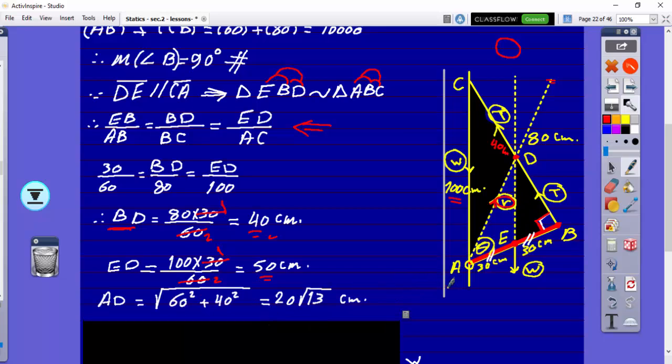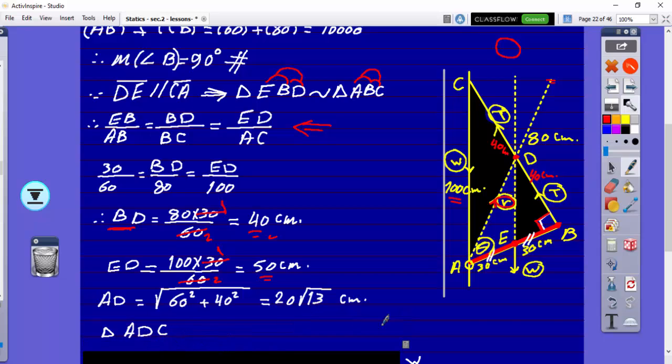Now I have to calculate the length of AD. It is the last side in triangle ADC. AD equals the square root of 60 squared plus 40 squared. You know that D is the midpoint of CB, so the length of DB is 40 centimeters also. Right? So AD equals 20 root 13.